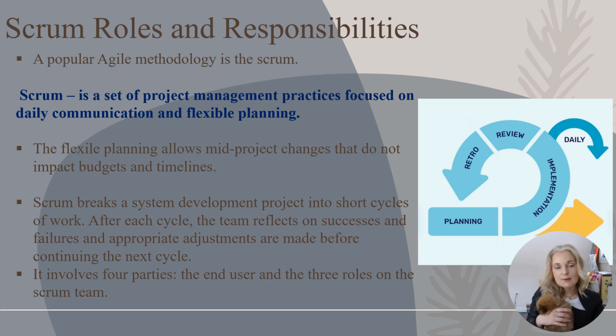And the Scrum breaks the system down into short cycles. And after each cycle, the team reflects on the successes and failures, and appropriate adjustments are made to continue on to the next cycle. So it's very flexible and plans will change. And this type of methodology involves 4 parties. We have the end user and the 3 roles of the Scrum team.